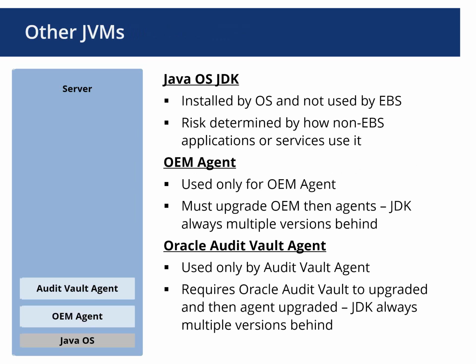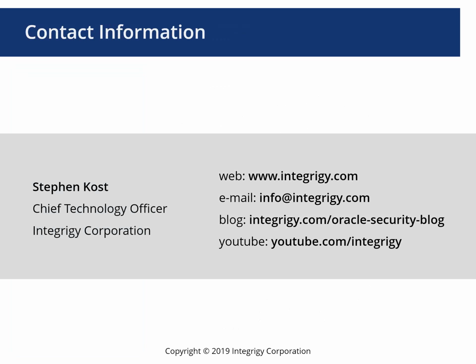You also may have Oracle Enterprise Manager agents installed. You may have Oracle Audit Vault agents installed. In order to upgrade those two products, you actually have to upgrade the underlying agents which include it. There is no real way to upgrade some of those JDKs within those agents. Typically, you have to upgrade the agent, which has a bundled version of the JDK. And again, those tend to be multiple versions behind.